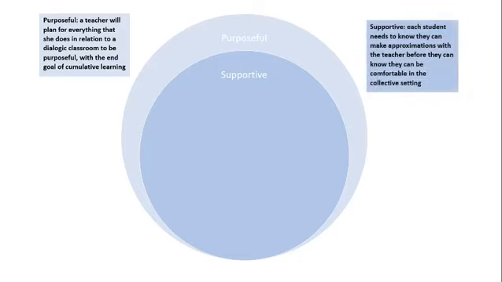The next element is supportive. Alexander calls a supportive element of a classroom a culture where students can contribute to classroom dialogue without fear of embarrassment. And a lot of this is creating a culture of respect in the classroom, so that all students feel supported, that they feel like they can speak what they're thinking out loud.